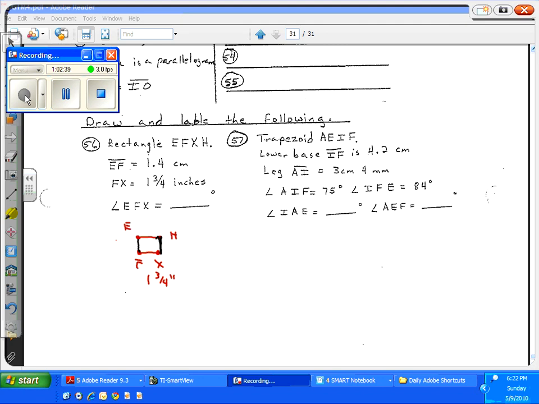It's EFXH, so this would be E, and there's your F, and there's your X, and there's your H. So EF is 1.4, therefore HX would be 1.4 centimeters. FX is 1 3/4 inches, and so EH would be 1 3/4 inches. It says angle EFX. EFX is an angle of the rectangle, and so we know that it would be 90 degrees. Any questions on number 56?